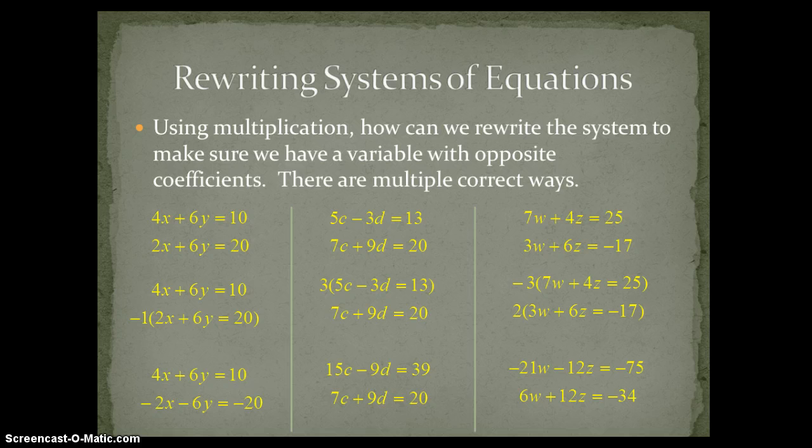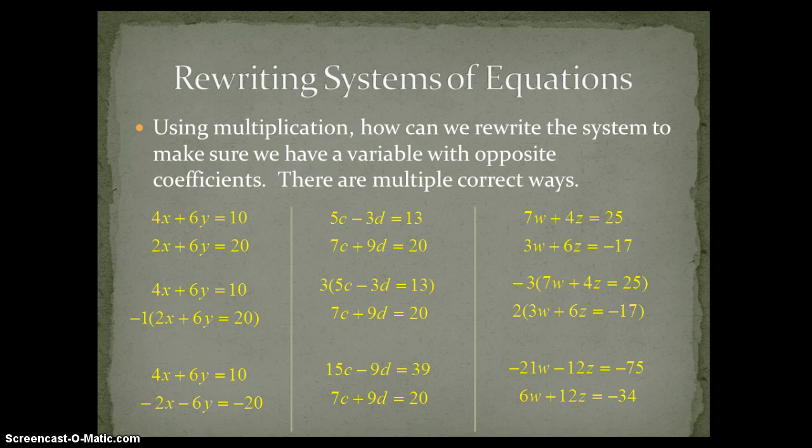Looking at our second example, I have 5c and 7c and negative 3d and positive 9d. Well, the ones that strike me as at least somewhat similar are the negative 3d and the positive 9d. Those should be pretty easy to get to be opposites. If I multiply the first equation by 3, I get 15c minus 9d equals 39. So now I have negative 9d and positive 9d, and when I use elimination, I can eliminate the d's.